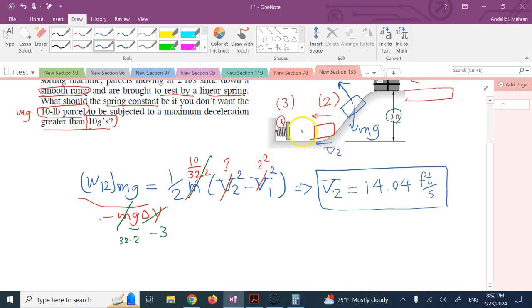Now, when you go from 2 to 3, and 3, let's say, is the end of the stop, where it's at rest, you have to draw the free body diagram when it comes into contact with the spring to include the force of the spring. In this case, the forces are mg again, a normal force again, and the spring force this way.